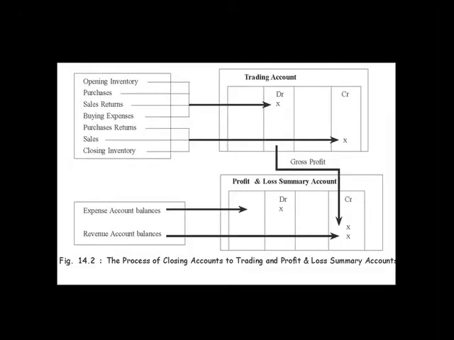Then all other expense account balances and revenue account balances are transferred to the profit and loss account. Expense account balances to the debit side of the profit and loss account. Revenue account balances to the credit side of the profit and loss account.